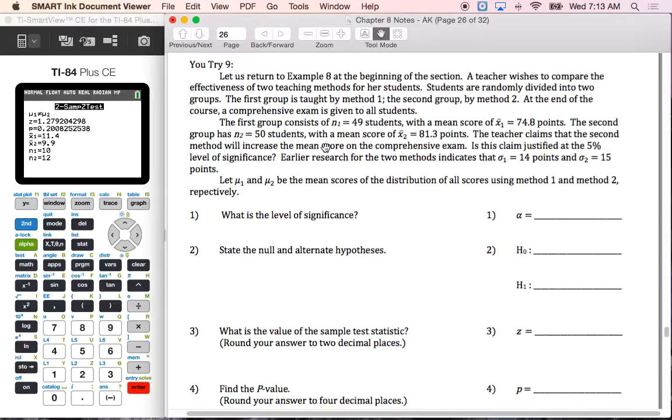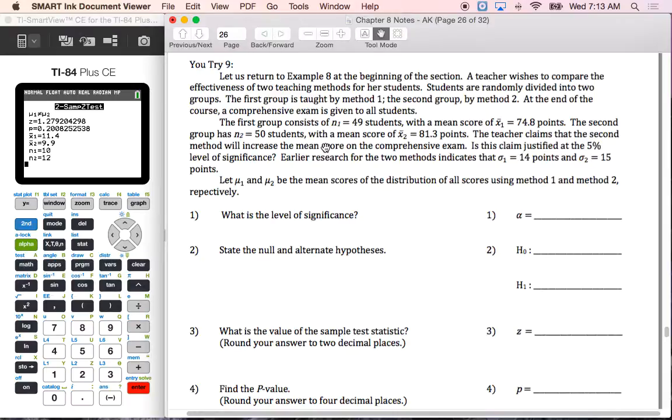At the end of the course, a comprehensive exam is given to all students. The first group consists of N1 equals 49 students with a mean X bar 1 of 74.8 points. The second group has N2 equals 50 students with a mean score of X bar 2 equals 81.3 points. The teacher claims that the second method will increase the mean more on the comprehensive exam. Is this claim justified at the 5% level of significance? Earlier research for these two methods indicate sigma 1 is 14, sigma 2 is 15. Let mu1 and mu2 be the mean scores of the distribution of all scores using method 1 and method 2 respectively.